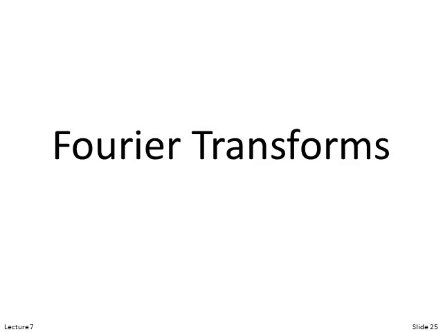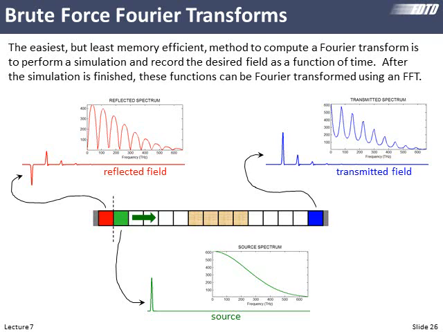Okay, so now we are masters of the total field scattered field source, and so now we have these pulses crossing our boundaries, and we want to calculate Fourier transforms. We're recording this impulse as a function of time. That's our impulse response. We want to Fourier transform those now.